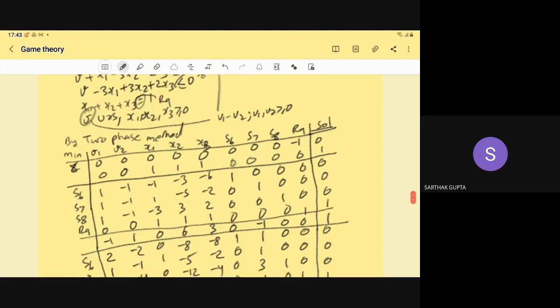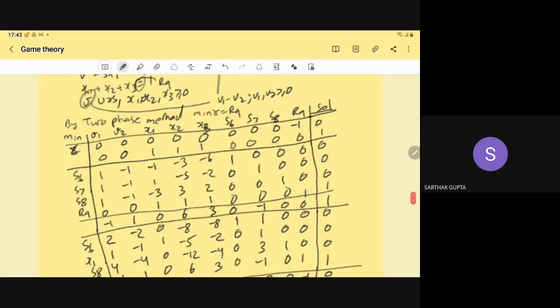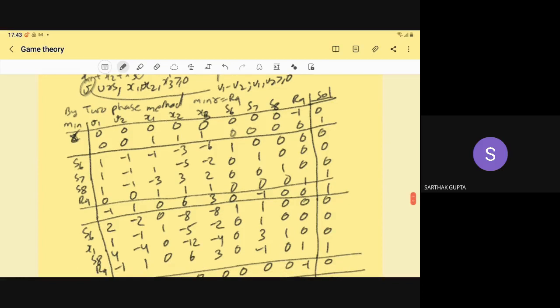When you solve by the two-phase method, for phase one we always minimize the sum of the artificial variables. So minimization of r9. So here we have the table, right? We are writing all the variables as headings: V1, V2, x1, x2, x3, s6, s7, s8, r9, and on the right-hand side we have the solution. From the objective function we have 0 0 0, the last is -1, and the solution is 0.